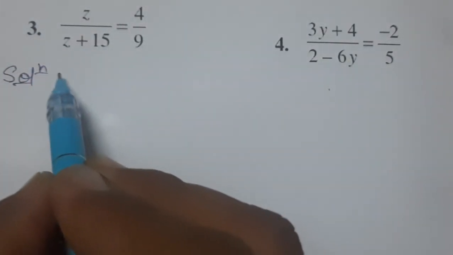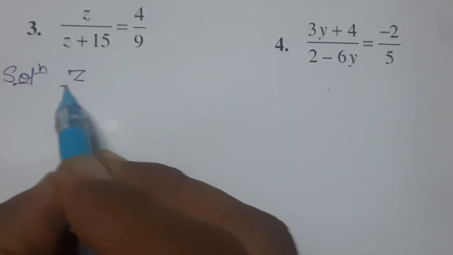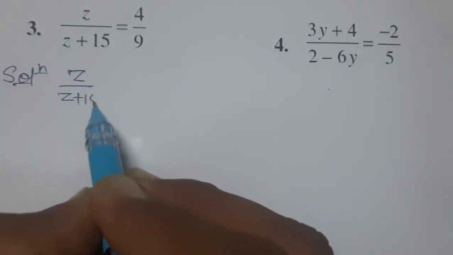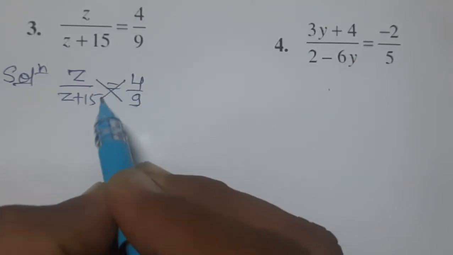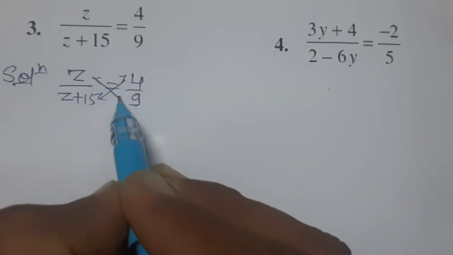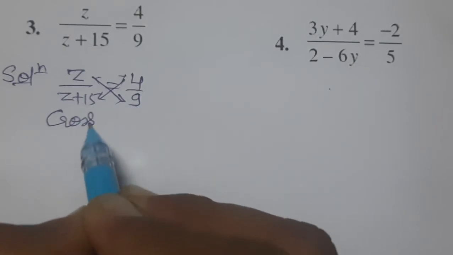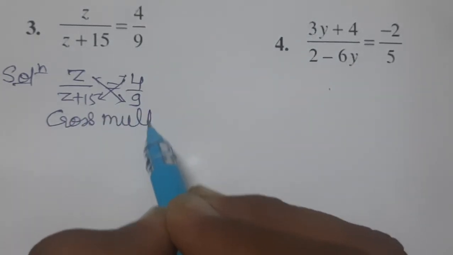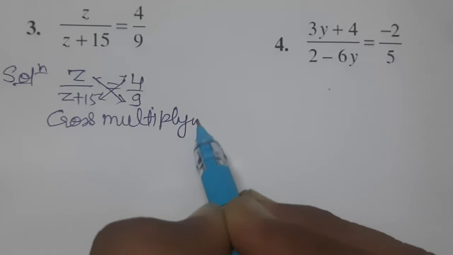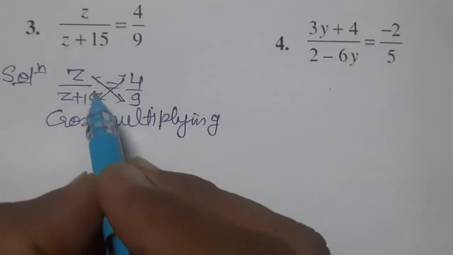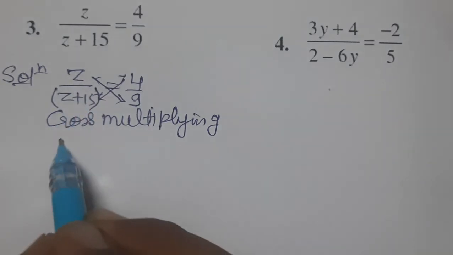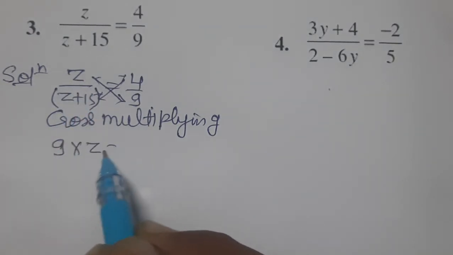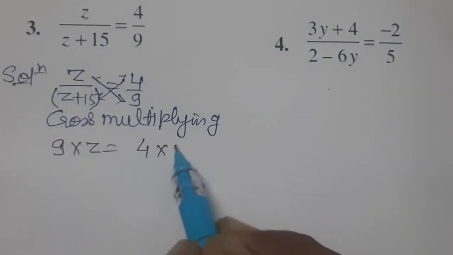Again, cross multiplying. z by z plus 15 equals 4 by 9. So again cross multiplying. So put bracket. Remember, don't forget to put bracket. 9 with z, 9 into z, and 4 with z plus 15.